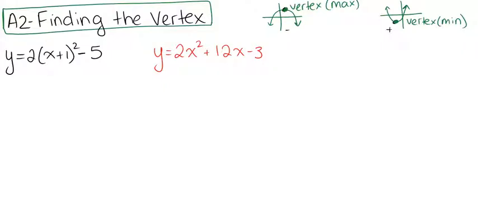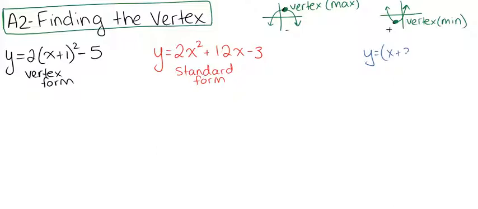Okay, we're finding the vertex of a quadratic function. And we've got three forms here. We've got vertex form, which seems like a good form to find the vertex from. We've got standard form here. And we're also covering factored form.